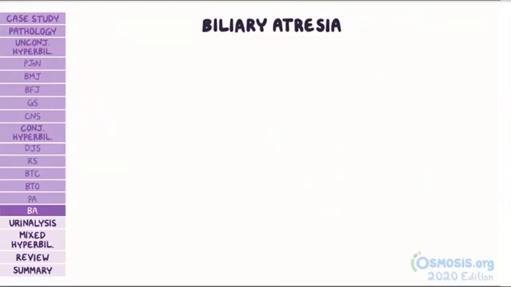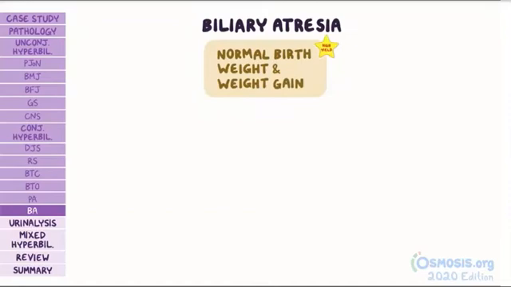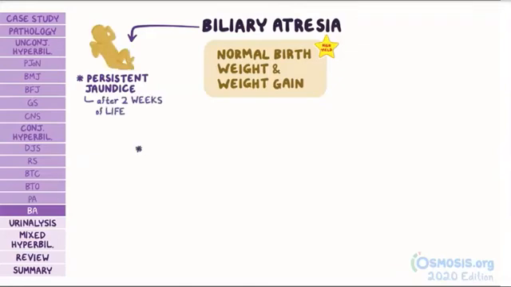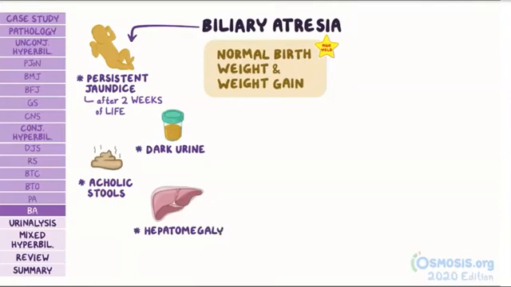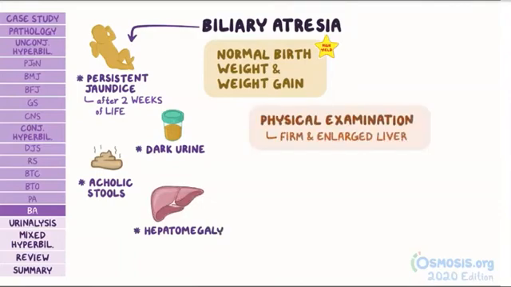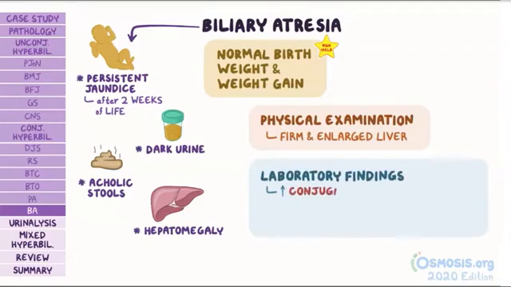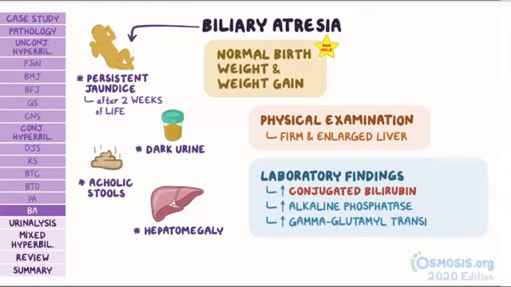For your exam, it's important to remember that neonates with biliary atresia have normal birth weight and weight gain, but you should suspect biliary atresia in neonates that present with persistent jaundice after 2 weeks of life, dark urine, acolic stools, and hepatomegaly. Physical examination shows firm and enlarged liver, while laboratory findings reveal increased levels of conjugated bilirubin, alkaline phosphatase, and gamma-glutamyl transferase.